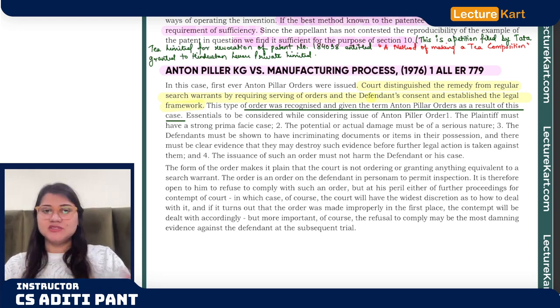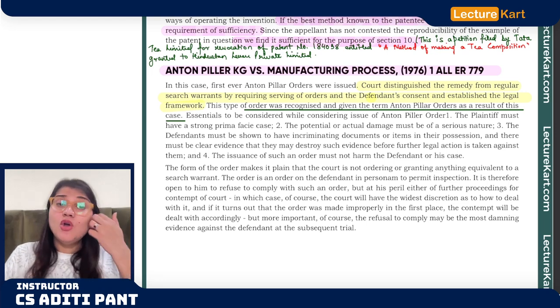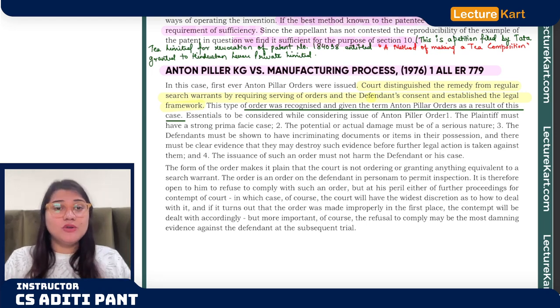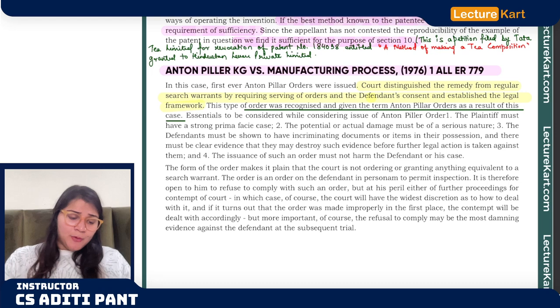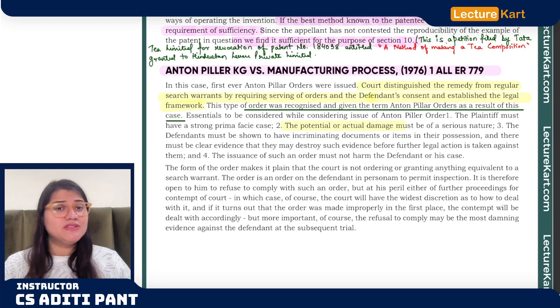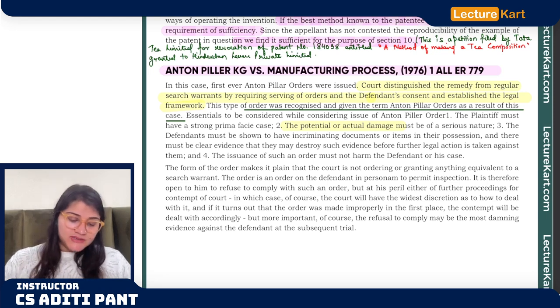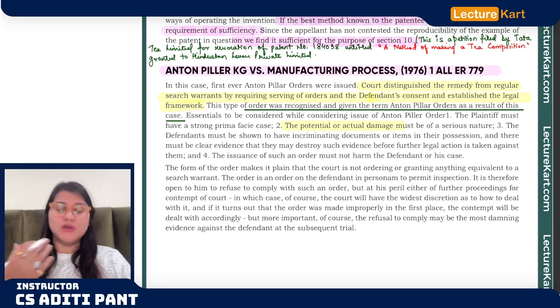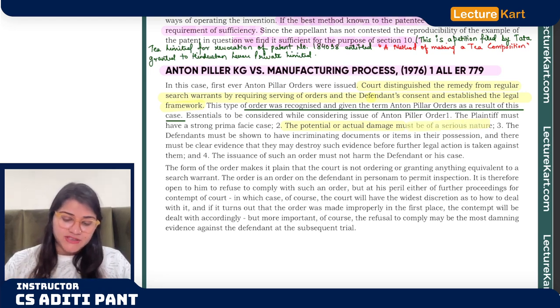Prima facie means transparently, which could be seen or observed, or which is so apparent from the records. The potential or actual damage, just now I have told you this to avoid the further possibility of damages or losses. So there is a potential or actual damage being caused by the person who is doing something wrong, and that too of a serious nature.